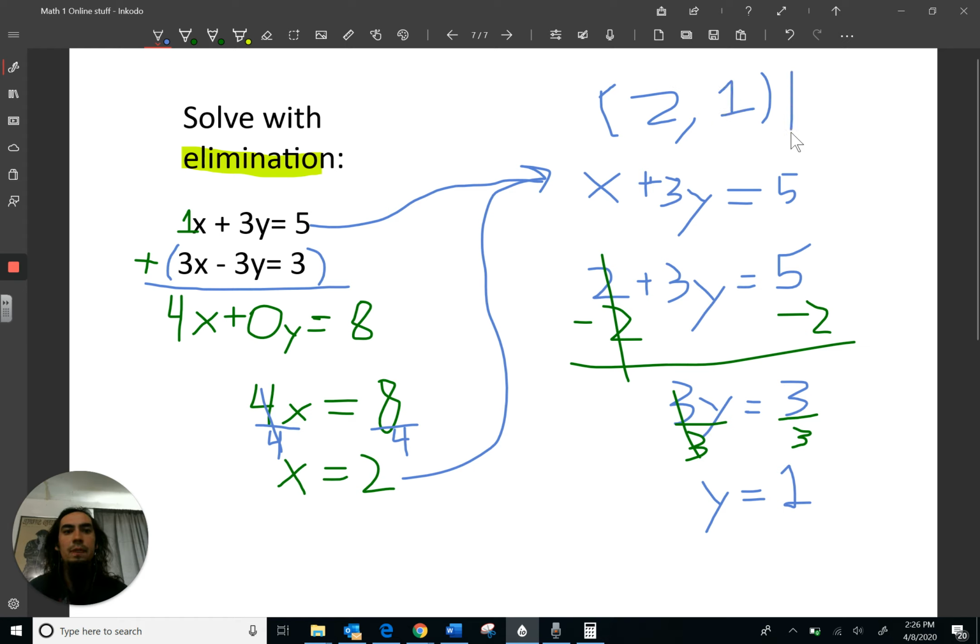So there's my answer. The coordinate 2, 1, in other words, x is 2, y is 1, is my final solution for this system of equations. And there you go. That's that.